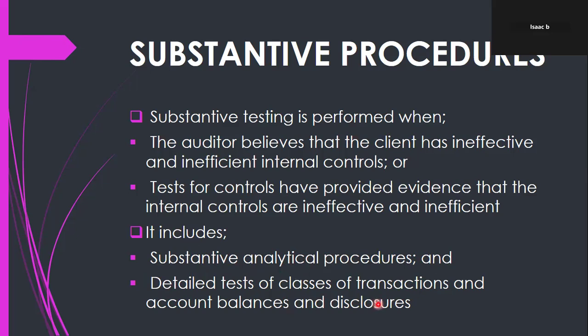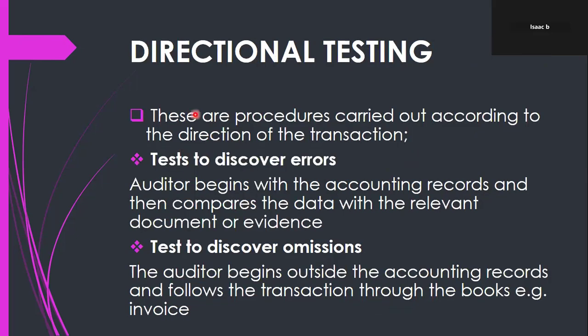So you carry out a detailed test, you go in the books, you check the ledgers, you reperform the controls, you know, you just go deep into the books so that you can obtain sufficient appropriate evidence. Then there's also what we call directional testing. So when we're carrying out substantive testing, there's what we call directional testing. So what's directional testing? These are procedures that are carried out according to the direction of the transaction.